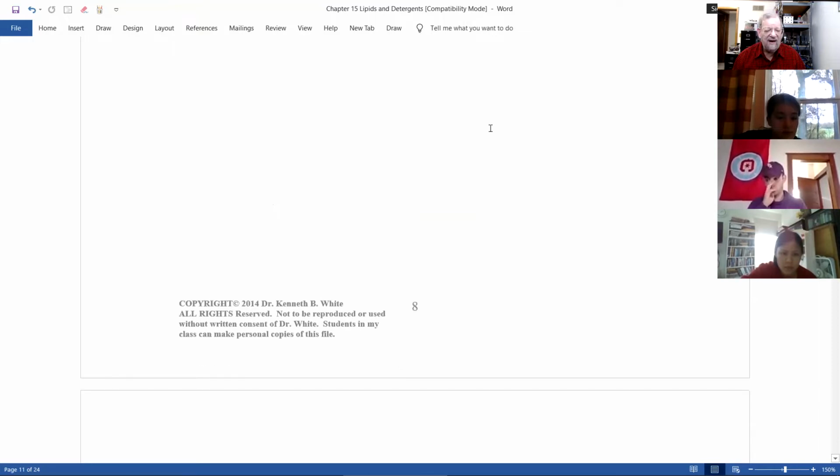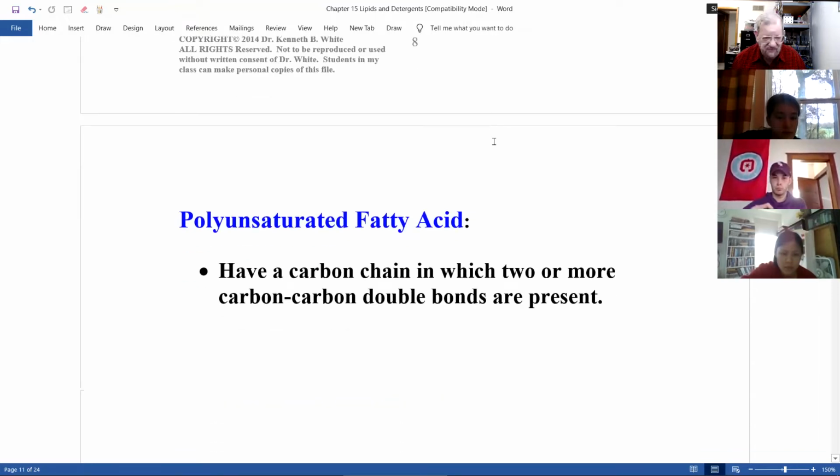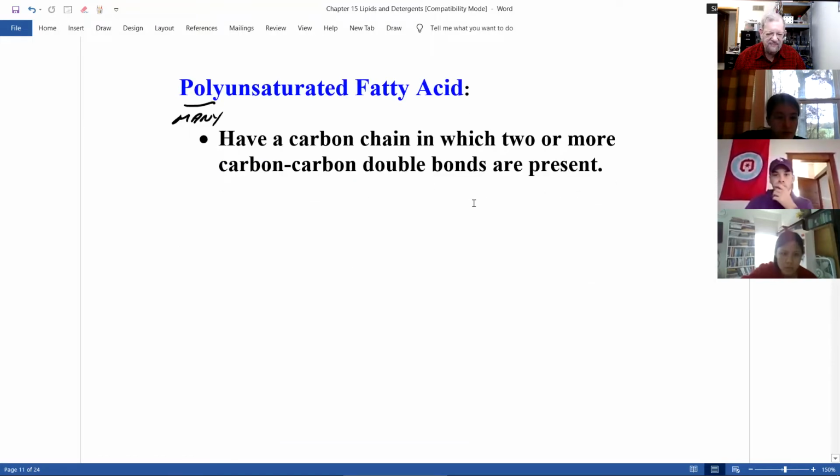Now, I won't ask you to learn this, but there are also polyunsaturated fatty acids, and poly means many, more than one. And these can have two or more. One of them is called linoleic and the other linolenic, which I'm not going to ask you to learn. One has two double bonds, the other three.